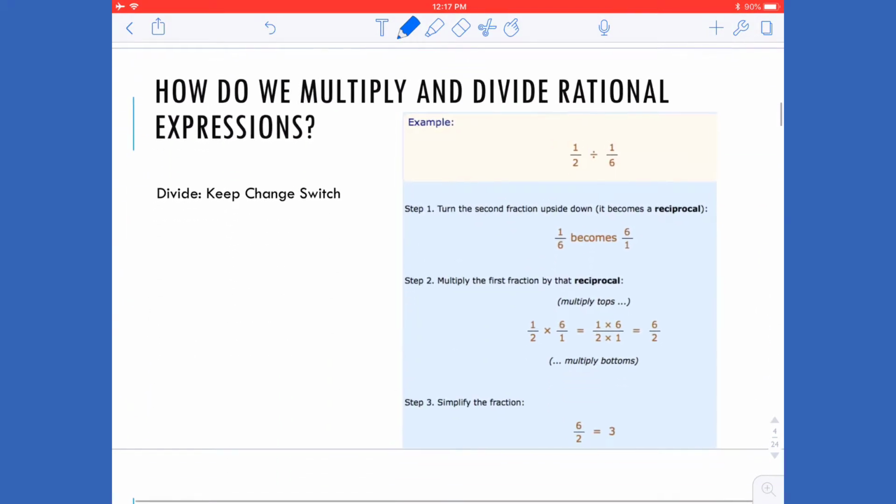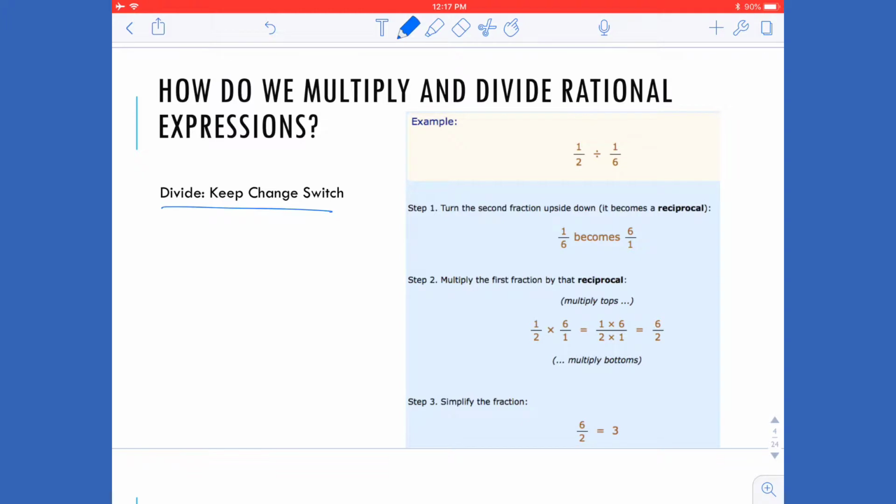Now, when we divide, we have a different process called keep, change, switch. So I want to think about what this says, and I'm looking at this expression right here, 1/2 divided by 1/6. As we continue through this course, you're going to see this written in different ways, but essentially I have 1/2 and I am dividing this by 1/6.